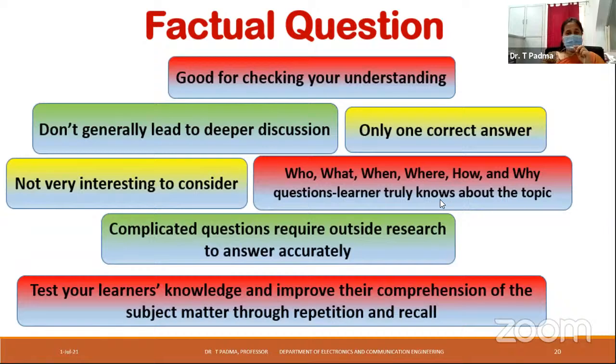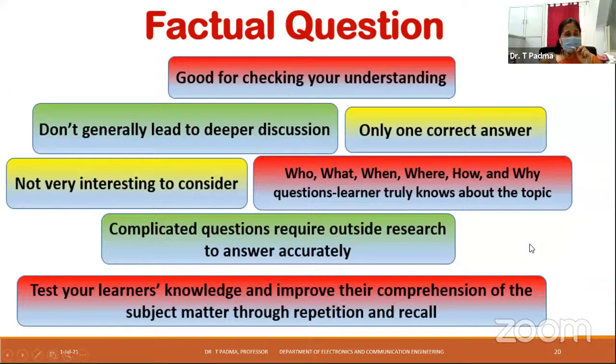These are the questions where the learner truly knows that particular topic. There could be some complex questions in the factual type as well, which require some outside research to answer correctly. Because some questions will be asked by the teachers where the students have to give answers based upon the knowledge they have. That is like WHO. What is the full form of WHO? That is knowledge the student has to give that could be gained from outside research work. So it is not actually content, but still they need to acquire some knowledge.